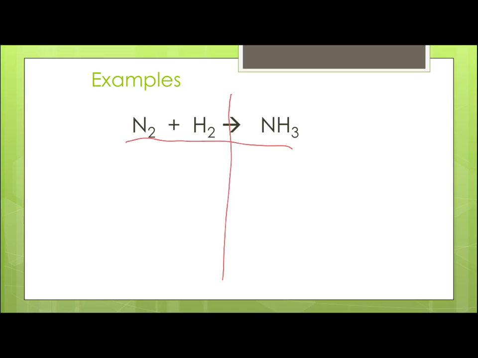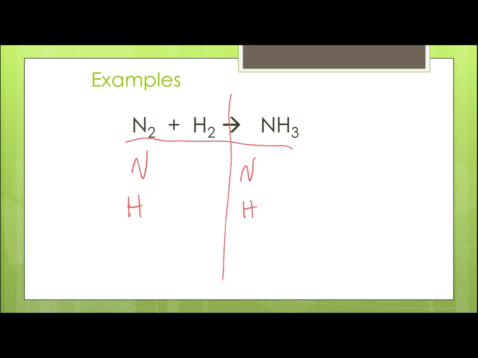Our next step says to make a list of all elements. And so that's what we're going to do. On our left side, we have nitrogen and hydrogen. And then it says to write the same exact list on the other side. We're not going to change the order. We're not going to do anything like that. We're going to copy the same exact list onto the other side.